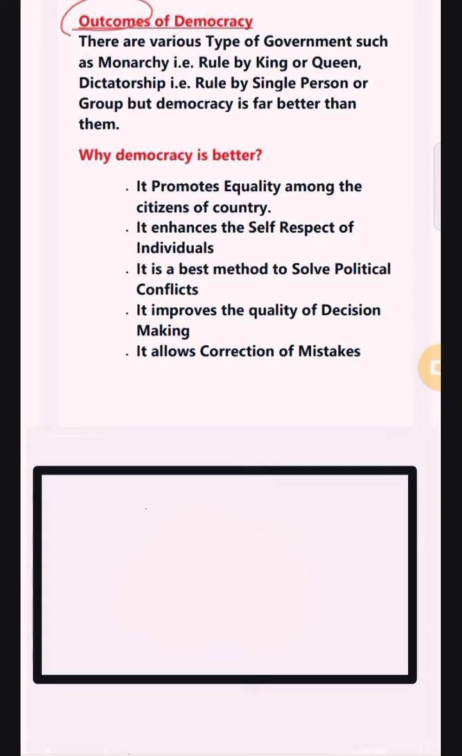So there are various types of governments, such as monarchy, which is the rule of a king or queen. You can have the best example, not absolute monarchy, but constitutional monarchy in the UK. Then dictatorship can be there, a rule by a single person or a group, but democracy is far better than them. In class 9 there was one separate chapter on this, what is democracy and why democracy. You have studied all possible reasons why we should go for democracy and what democracy actually is. So in this chapter we will just go through those top points once again, that why we choose democracy, why democracy is better.